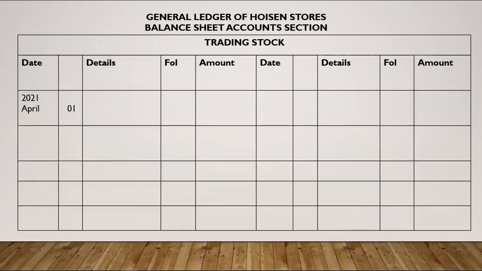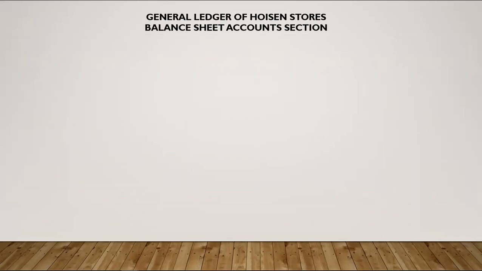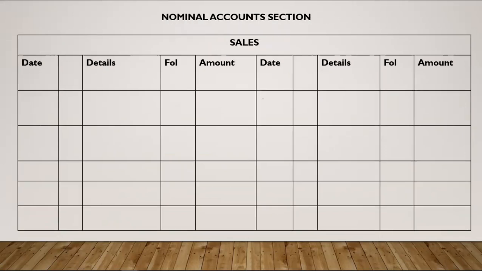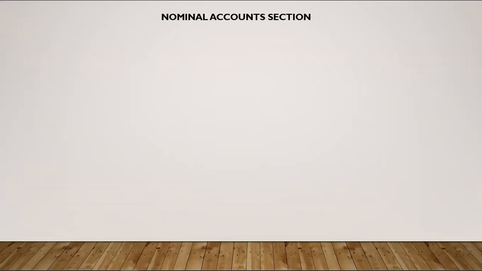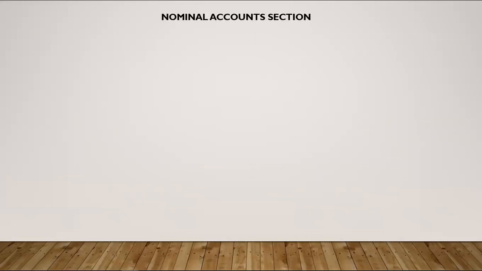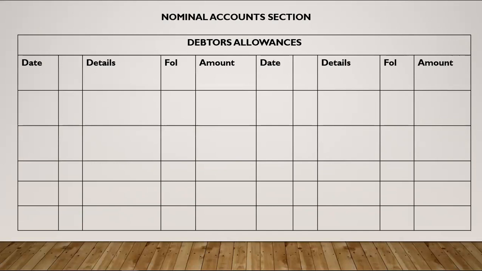for trading stock, balance brought down is 20,000. This one you should be able to calculate. For sales, balance brought forward will be 18,500. For cost of sales, balance brought forward will be 11,400. And for debtors allowances, it should be balance brought forward, which will be 1,200.